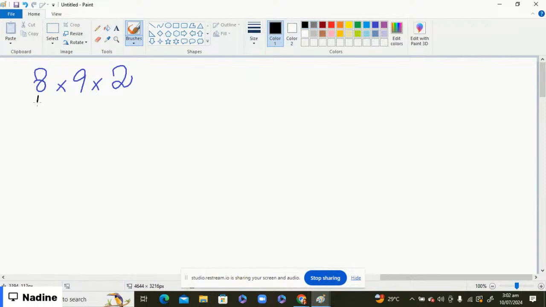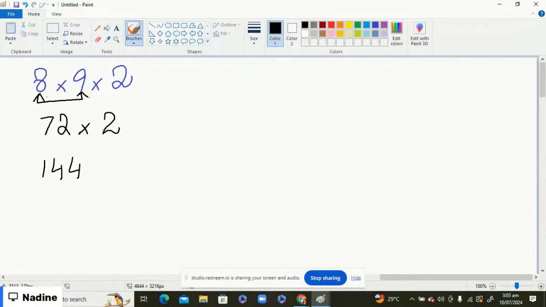So this is 8 times 9. First of all, these two numbers we're going to multiply. So 8 times 9 is 72 and then times 2. So 72 times 2 is 144. All right, in this way you're going to multiply.